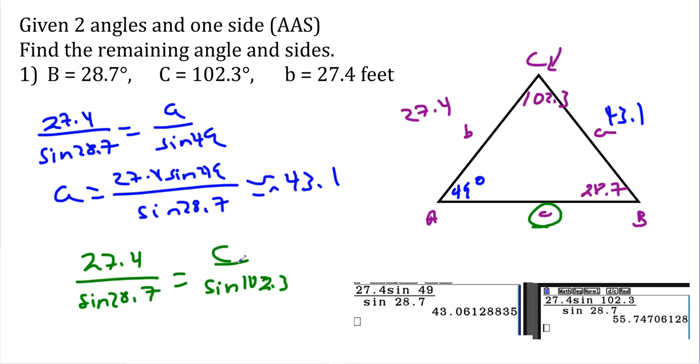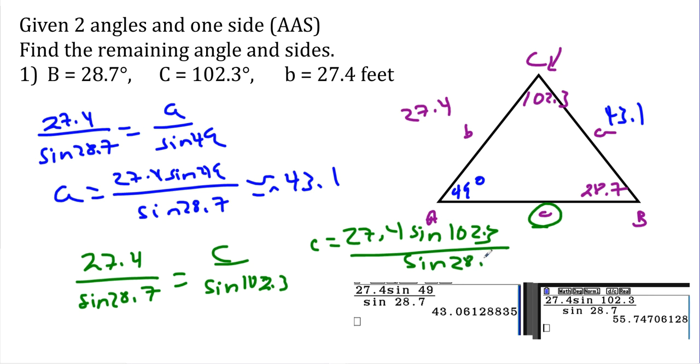When I cross multiply, C is going to equal 27.4 times sine of 102.3 all over sine of 28.7. Okay, and that's what I put in right here. So this is finding side C, and you get 55.75. All right, okie dokie. That was angle, angle, side.